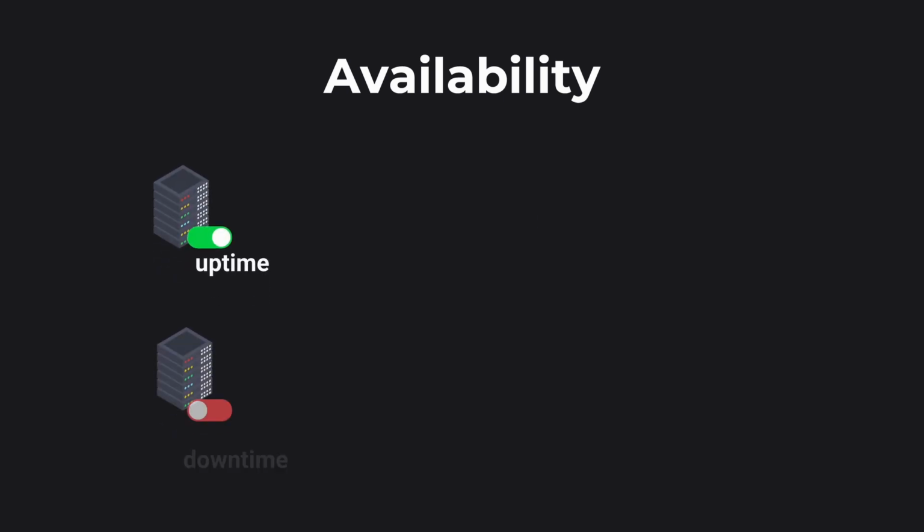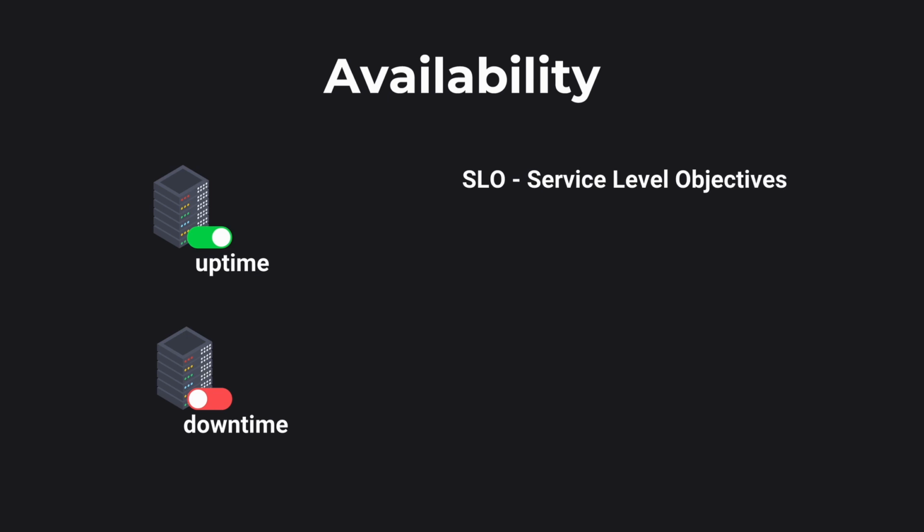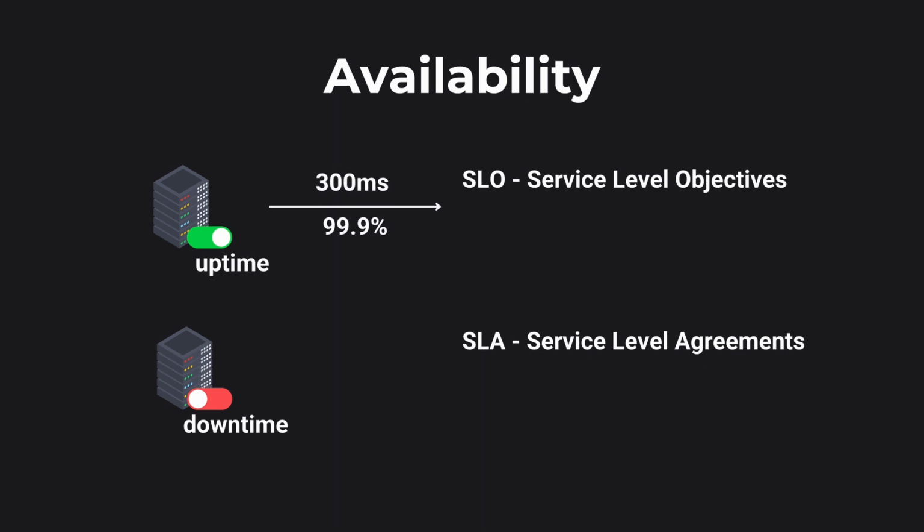We often measure it in terms of uptime and downtime, and here is where service level objectives and service level agreements come into play. SLOs are like setting goals for our system's performance and availability. For example, we might set an SLO stating that our web service should respond to requests within 300 milliseconds and 99.9% of the time.